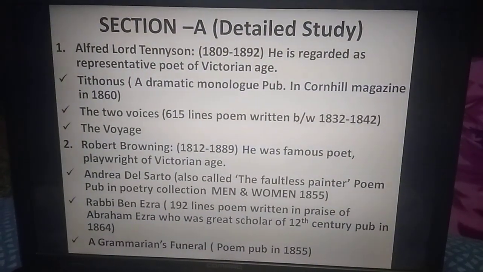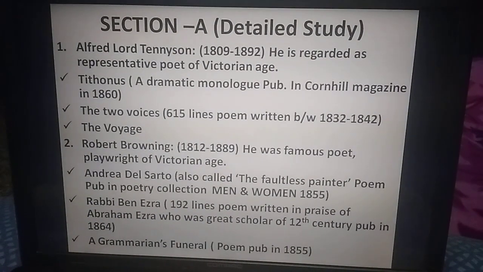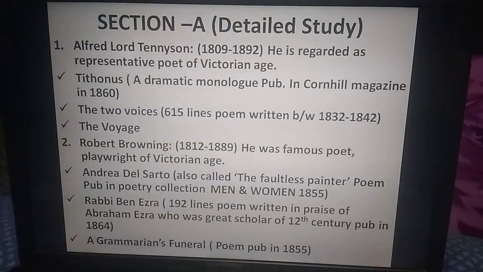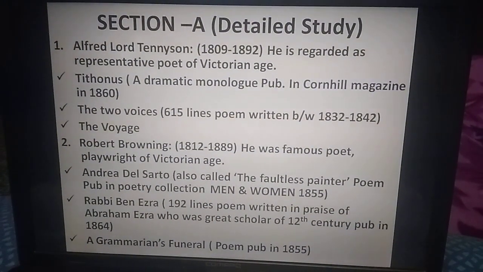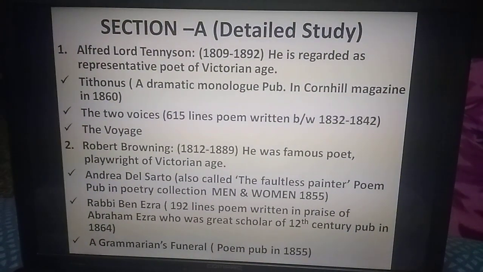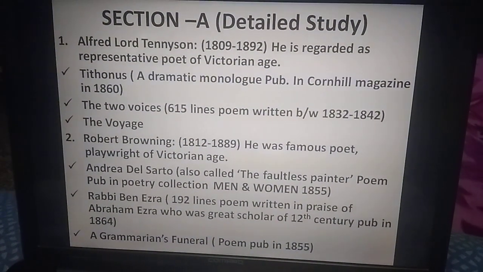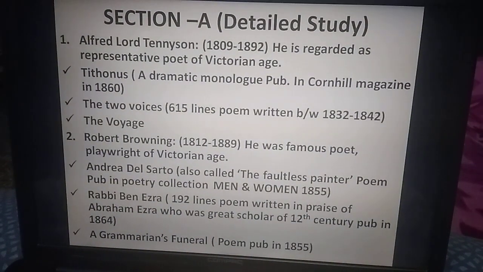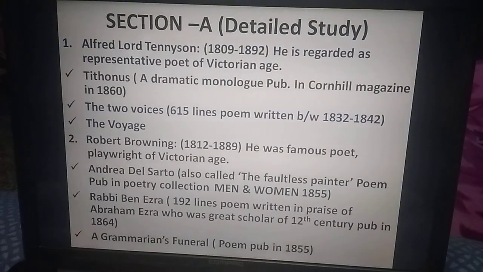The first is Tithonus. It is a dramatic monologue which was published in his magazine Cornhill in the year 1860. The second poem is The Two Voices. It is a 615-line poem which was written from 1832 to 1842. The third poem of his is The Vivien.